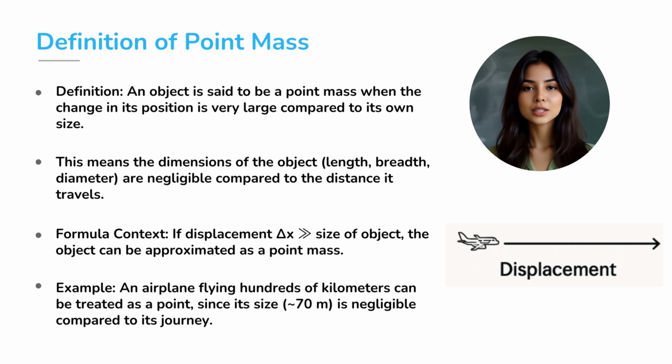So what exactly is a point mass? The definition is straightforward. An object is said to be a point mass when the change in its position is very large compared to its own size. Mathematically, if displacement delta x is much greater than the size of the object, then we can treat the object as a point mass. Think of an airplane flying from Delhi to Mumbai. The distance traveled is more than 1,000 kilometers, while the airplane itself is only a few dozen meters in length. Clearly, its size is negligible compared to its journey, and so we can treat it as a point.